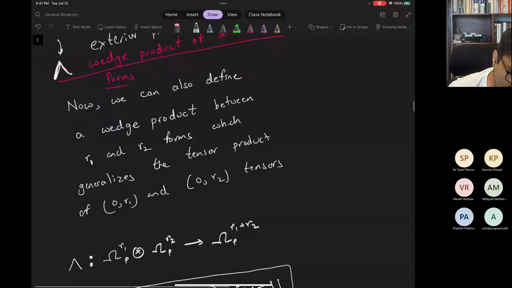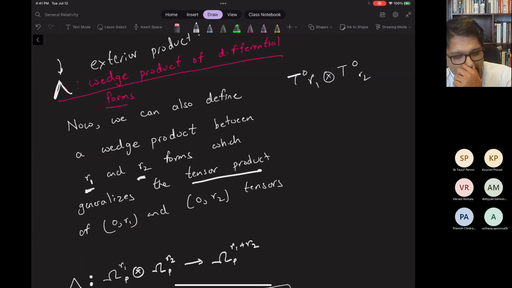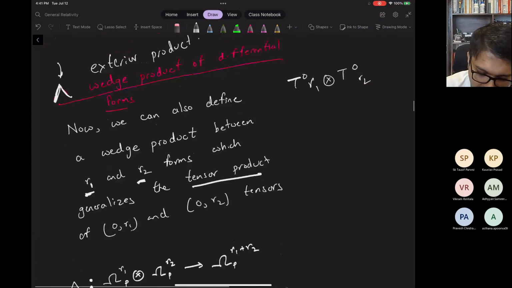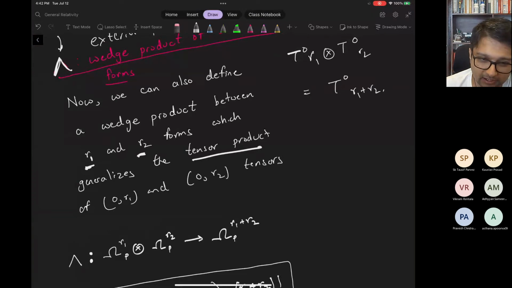So the wedge product is defined as you start with two forms. One is of type R1, one is of type R2. It's a generalization of the tensor product. We already know if you have a tensor of type 0R1 and another tensor of type 0R2, you know how to take the tensor product of these two tensors. But the tensor product lies in the space of tensors of type R1 plus R2. What we want to do is construct a wedge product which takes R1 forms and R2 forms, and if I feed it an R1 form and an R2 form, it should return something that is an R1 plus R2 form.